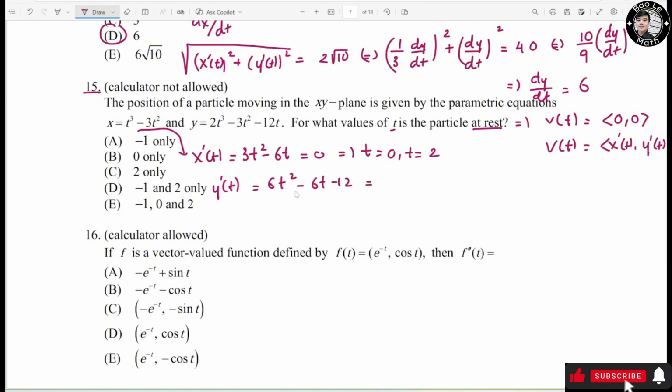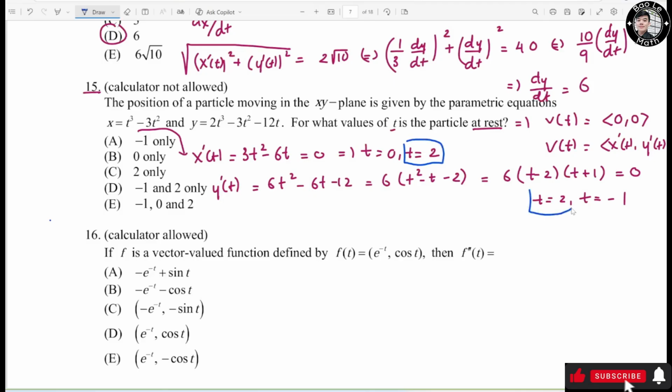And then you're gonna factor 6 out. So we have t squared minus t minus 2, right? It's gonna be 6 times t minus 2 times t plus 1, right? Now we're gonna let this one equal 0, so t equals 2 and t equals negative 1, right? Look at the common term right here, t equals 2 and t equals 2 right here, right? So the answer must be C.